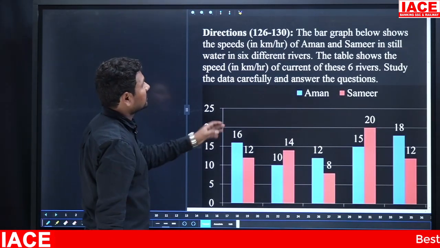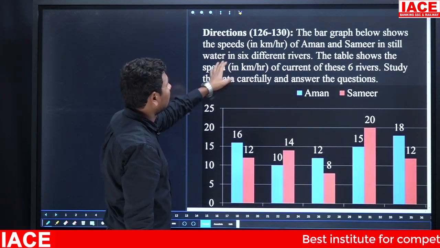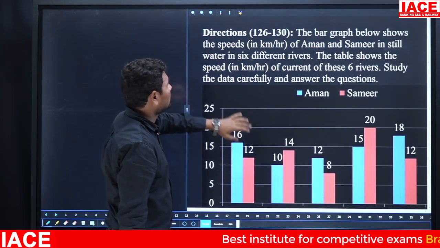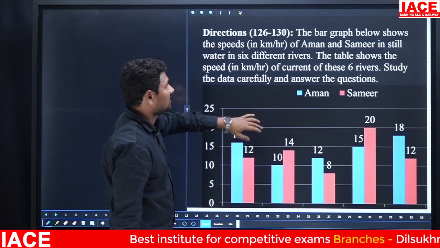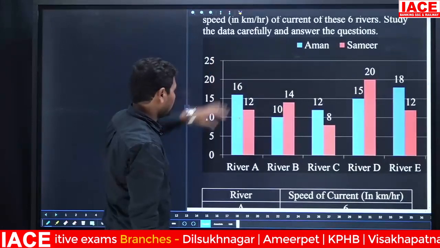For the different data, we have to note the values. The bar graph below shows the speeds of Aman and Samir in still water in 6 different rivers. The table shows the speed of current of these 6 rivers. Study the data carefully and answer the questions. So first of all we have to note down the values.